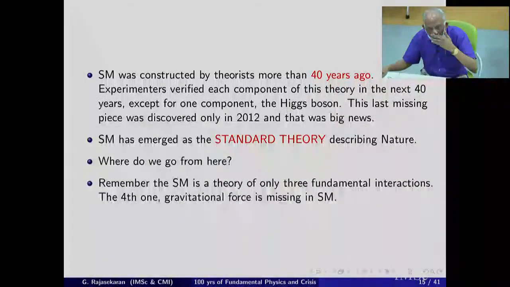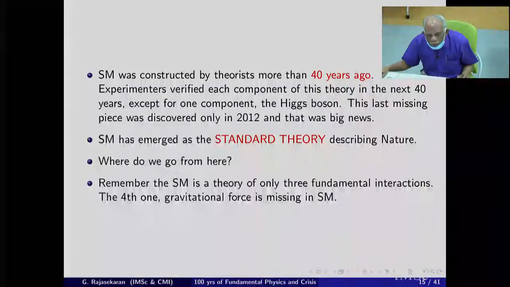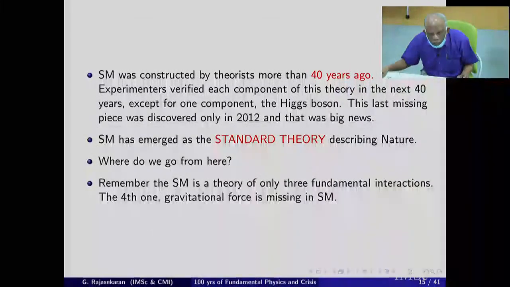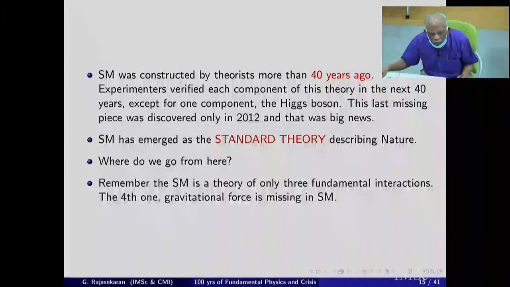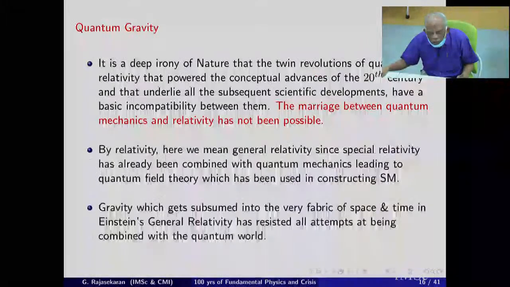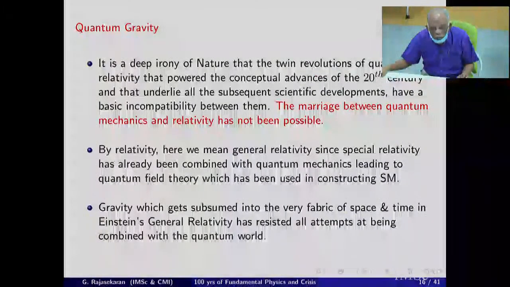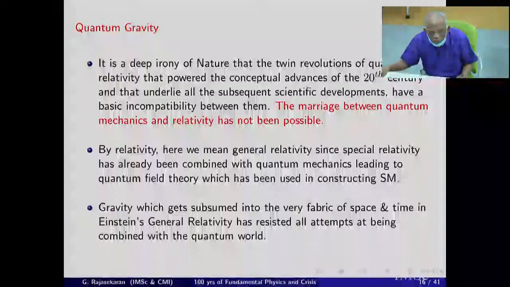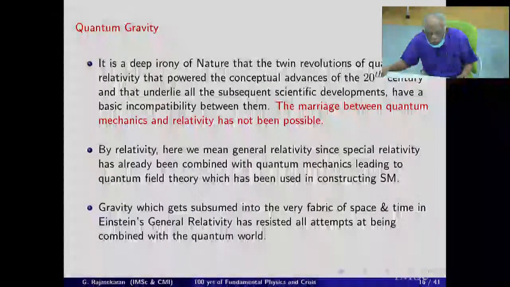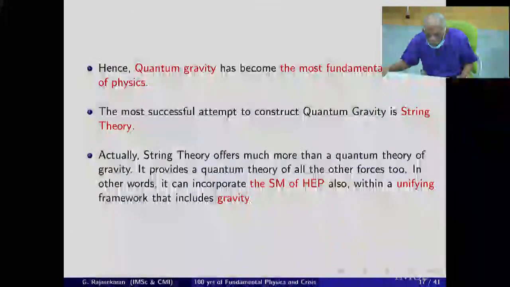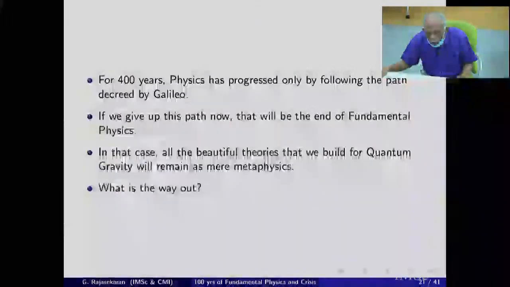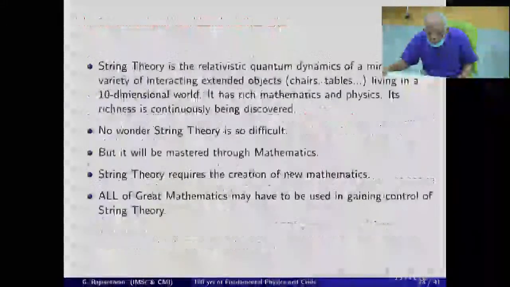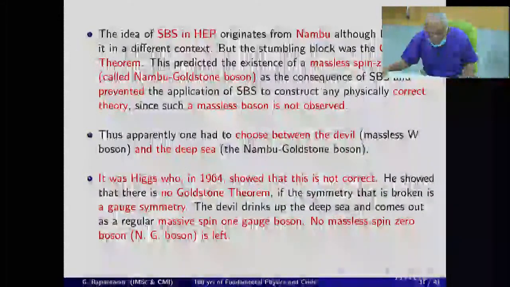So apparently, we have to choose between two evils, which I call the devil and the deep sea: either a massless W boson, which will make the weak interaction long range, which is wrong, or the deep sea, the Nambu-Goldstone boson, a zero mass boson, which also does not exist. So it was Peter Higgs who in 1964 showed that this is not correct. He showed that there is no Goldstone theorem. The Goldstone theorem is wrong if the symmetry that is broken is a gauge symmetry. And here we are talking about gauge symmetry.